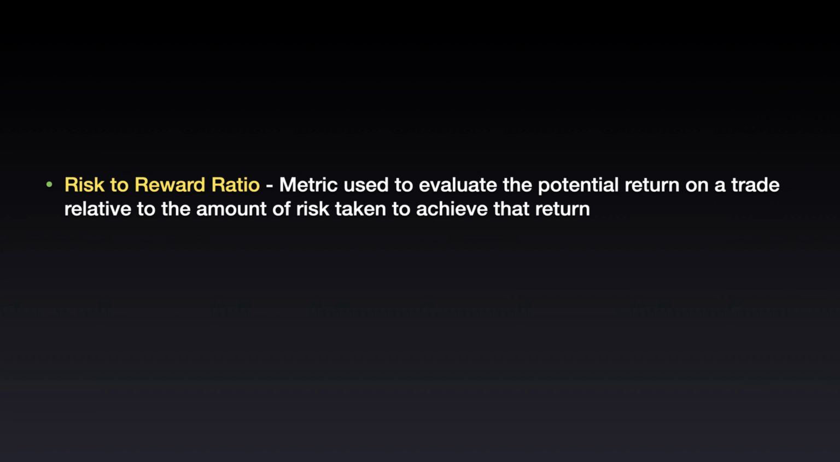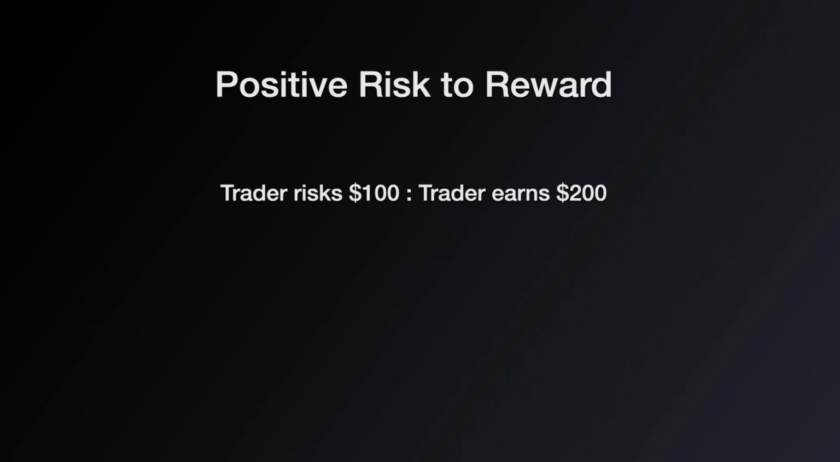A risk-reward ratio is the metric used to evaluate the potential return on a trade relative to the amount of risk taken to achieve that return. For example, if a trader were to risk $100 to potentially make $200, then the risk reward would be 1 to 2. This is what we call a positive risk reward. You are risking less than the amount that you stand to gain.